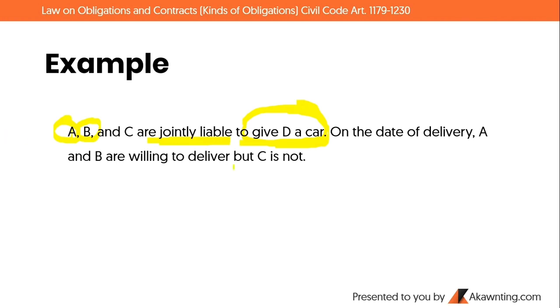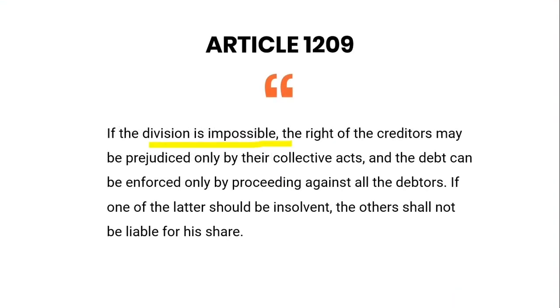Kasi kailangan ng willingness ni C. Yun yung sinasabi ng article kanina, 1209: If the division is impossible, the right of the creditors may be prejudiced only by their collective acts, and the debt can be enforced only by proceeding against all debtors. If one of the latter should be insolvent, the other shall not be liable for his share. Itong last sentence naman, medyo kakaiba.